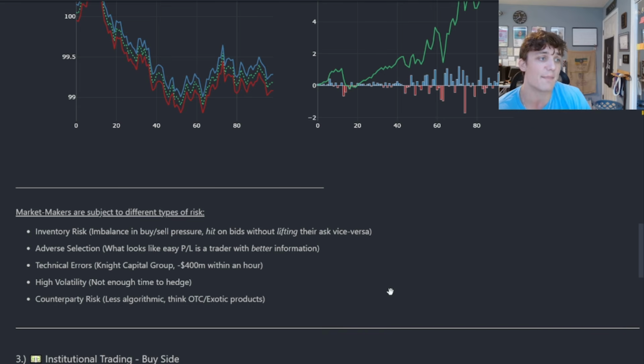Technical errors happen. Look at hedge funds and banks. There are sometimes millions of dollars lost due to these technical errors. Why would they share that information? They would never share this information. So millions of dollars are lost every day due to these technical errors. But you hear about the really big ones that sink ships. So volatility, counterparty risk, all of these are different types of risk if you're operating in a market making capacity.